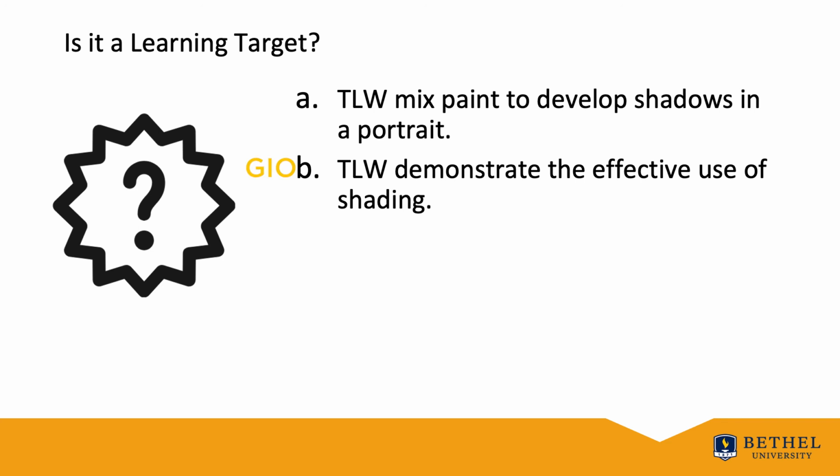B is the GIO, the broad overarching concept for the unit, and A is the learning target for that lesson or series of lessons. When students can master A, they're on their way to showing that they have achieved B.